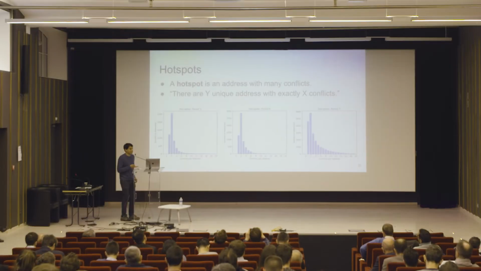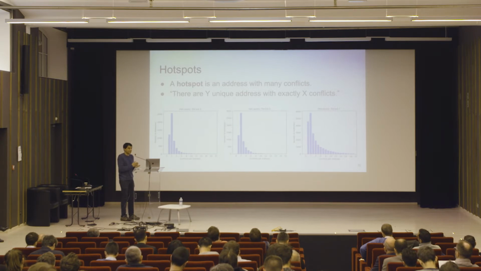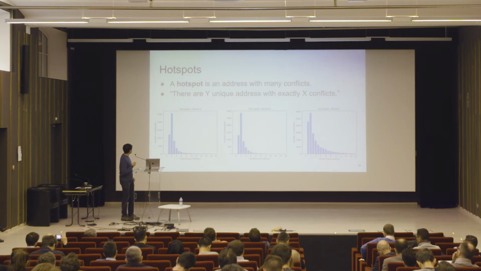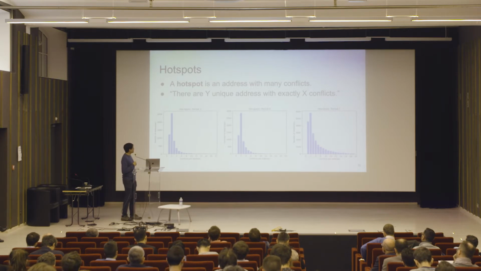Then we look at hotspots. So informally, a hotspot is an address in persistent storage with many conflicts, but how many conflicts is a parameter they can choose. So instead, we look at these distributions of hotspots. Basically, the way to read these graphs is that there are Y unique addresses with exactly X conflicts. So for example, in period 5, there are 2,500 addresses with exactly 2 conflicts. And the thing to notice here is that 5 and 6 have similar distributions, but period 7 has a much heavier tail. That suggests that there are a lot more points of contention within period 7.